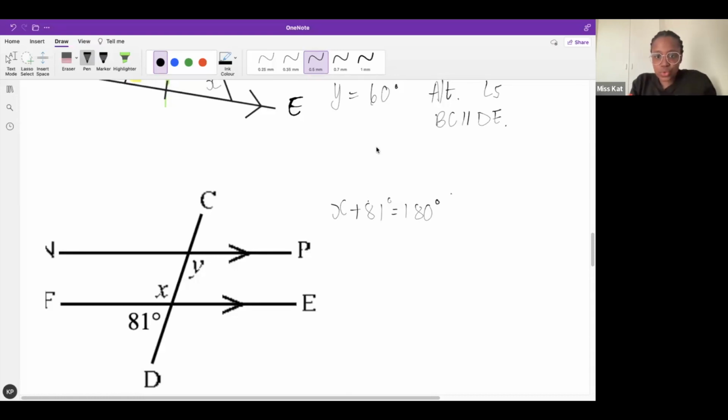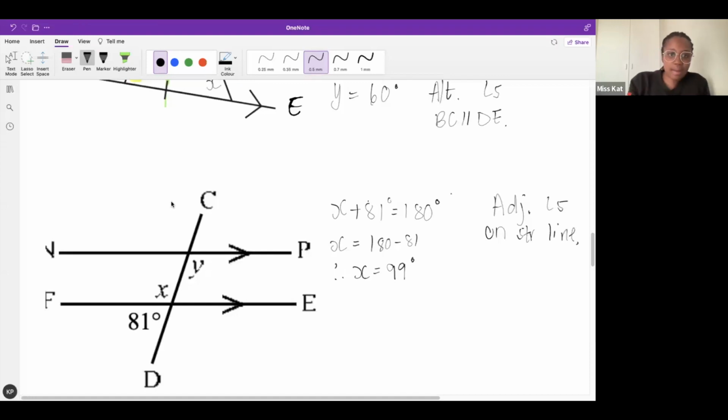Thank you. Adjacent angles on a straight line. We need to draw on all the knowledge we have. So it's adjacent angles on a straight line. Then that means X is 180 minus 81. Therefore, X is 99 degrees. Okay, there we go, guys. So then X will have to be 99.